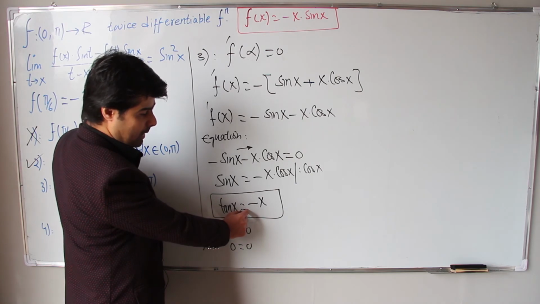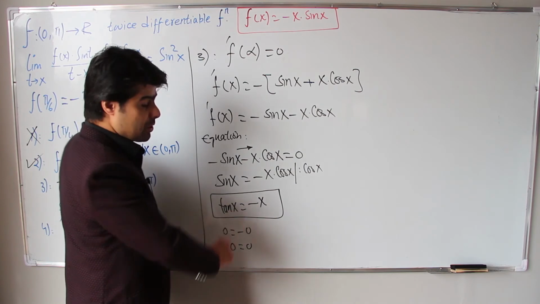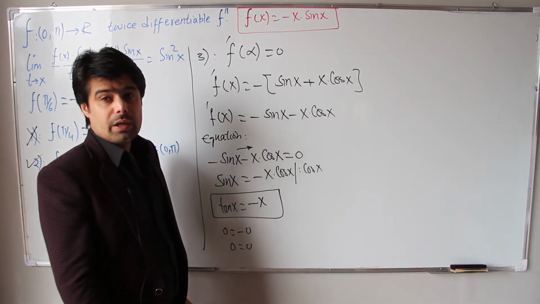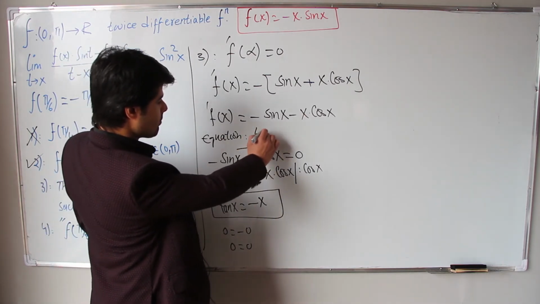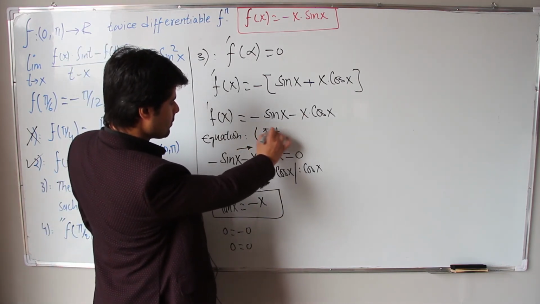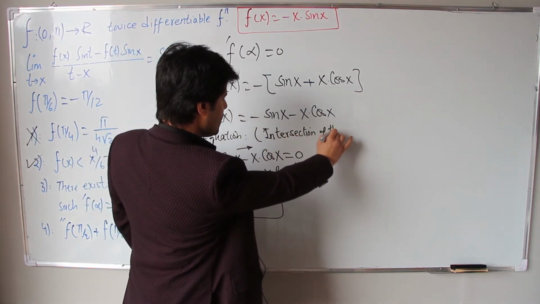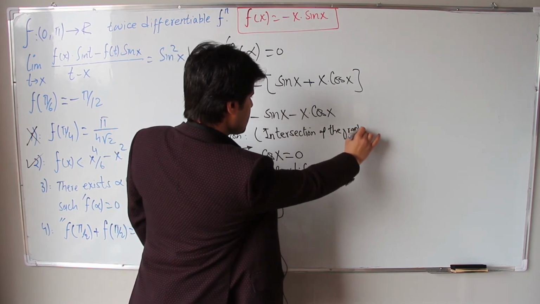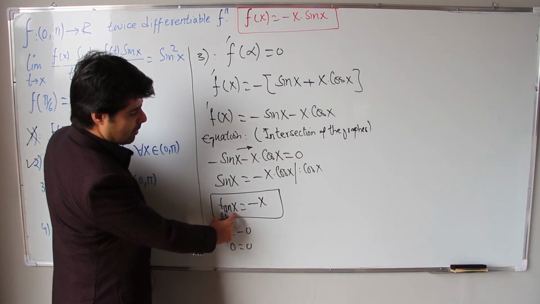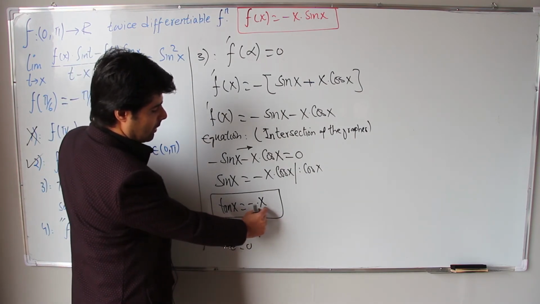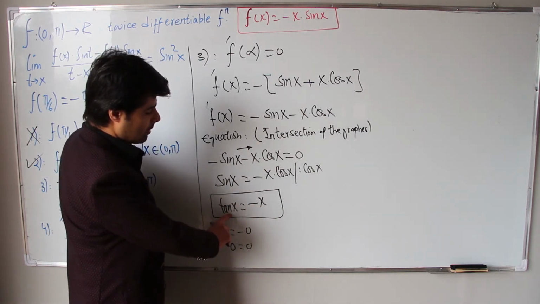But according to trigonometry and also according to geometry, equation means intersection of the graph. Equation, it means intersection of the graph. What does it mean? It means first you should find this graph and also this graph and look where they intersect with each other. How can you plot the graph of tangent x?